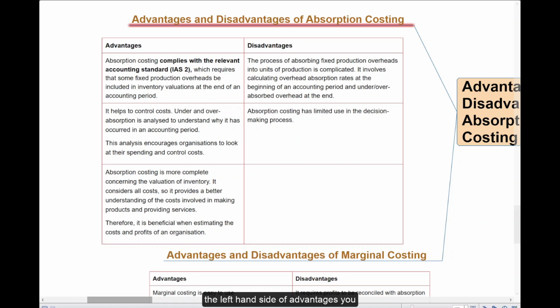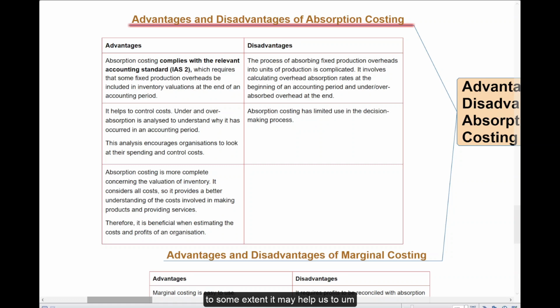Okay, so looking on the left-hand side at advantages, in terms of IAS 2, the standard, it does require some fixed production overheads to be included in inventory valuations, or it prefers that. Okay, that's the standard. Does that mean you have to do it? Not necessarily.